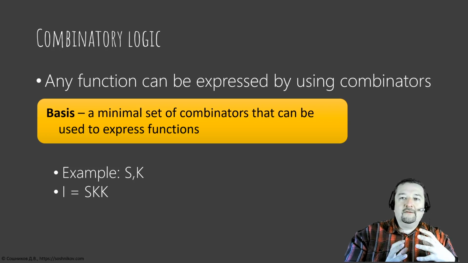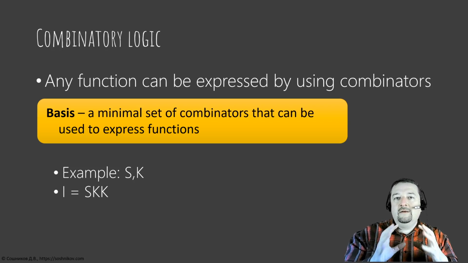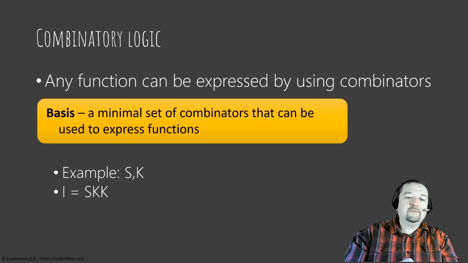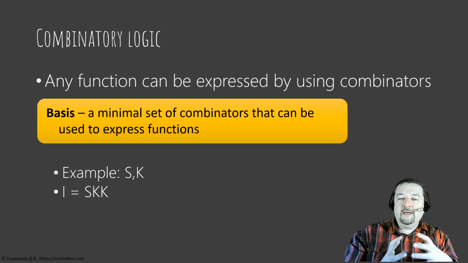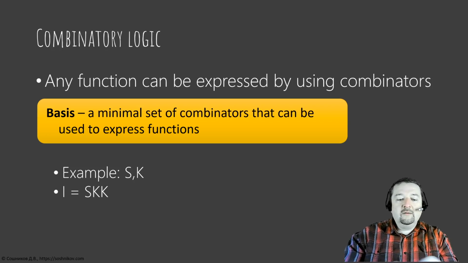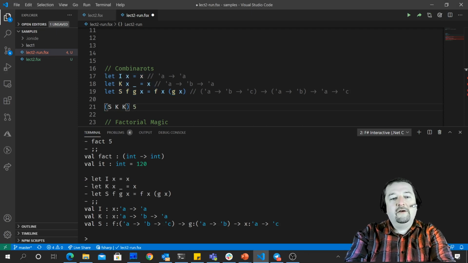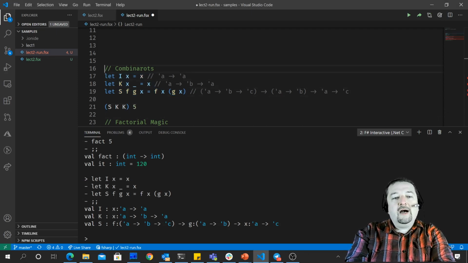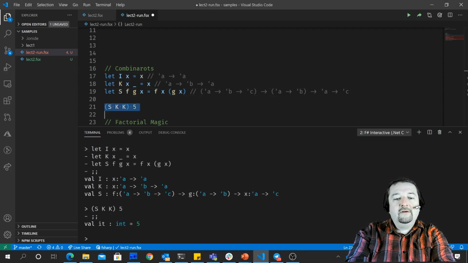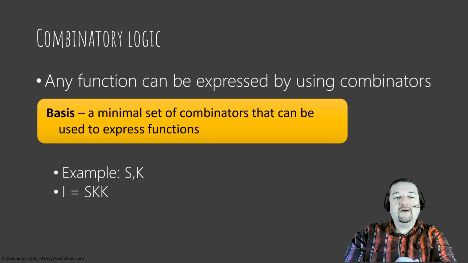And it turns out that any function can be expressed by using combinators in a variable-free manner, without any variables, just by application of different combinators. To give you an example, we can express the identity function as the combination of S and K. And this is not obvious, but we can verify it. If we go to this F# console, we defined I, K, and S. And now let's just take S K K and apply it to 5. And the result would be 5, which means that we indeed ended up with the identity function.